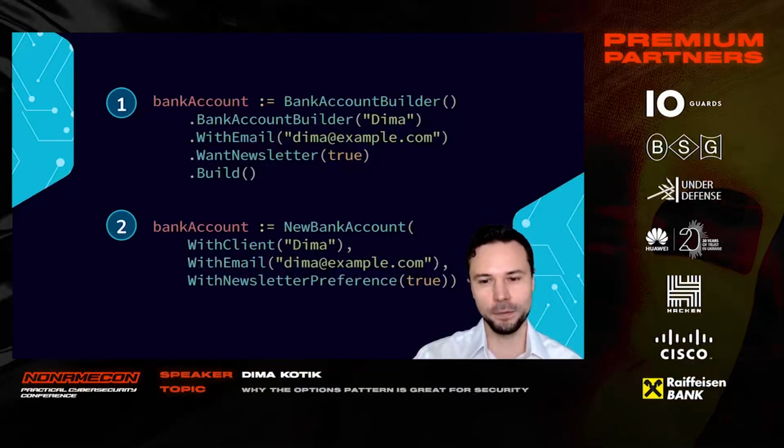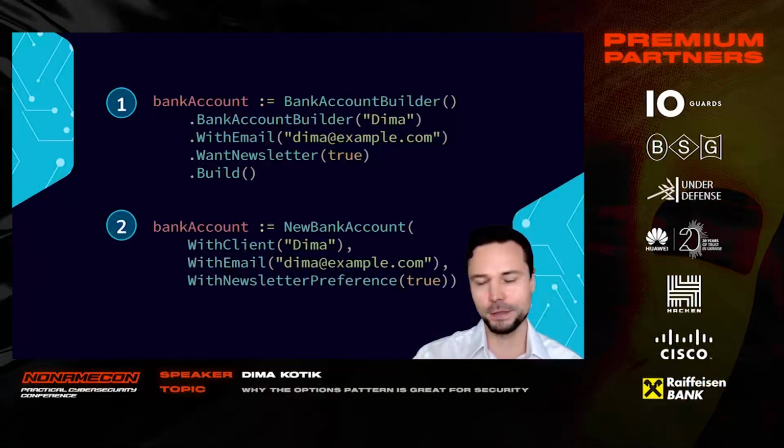In our second example, I'm showing you how to apply an options pattern also to initialize our bank account. And what we do is, instead of calling a string of methods, we're passing a list of options to our constructor. We're using an option with client, with email, and with newsletter preference. On the surface, it looks the same, very similar syntax. But again, in application, it's very, very different.